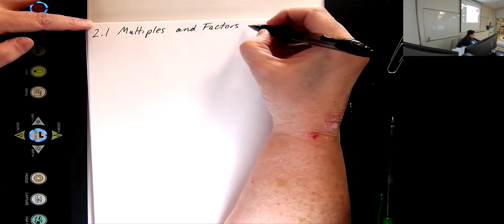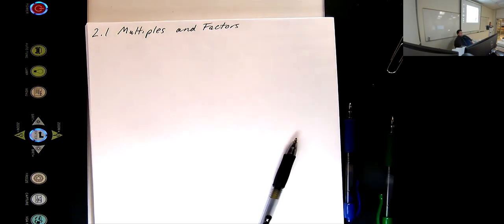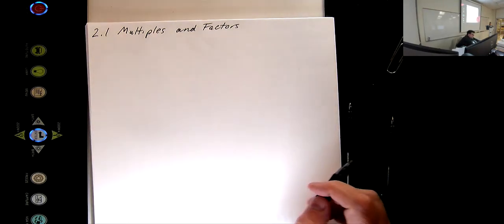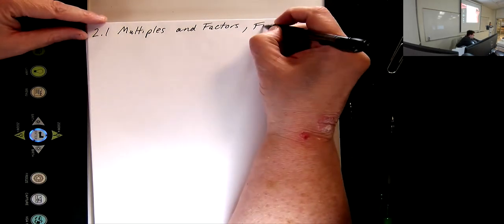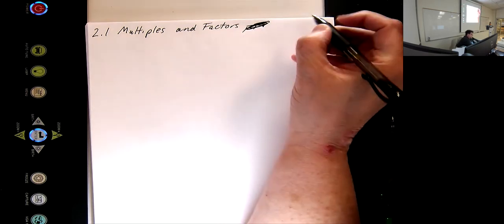Yeah, we're gonna do multiples and factors. That's 2.1. 2.2, we're gonna start looking at, I think, fractions. Let's do fractions with 2.2.